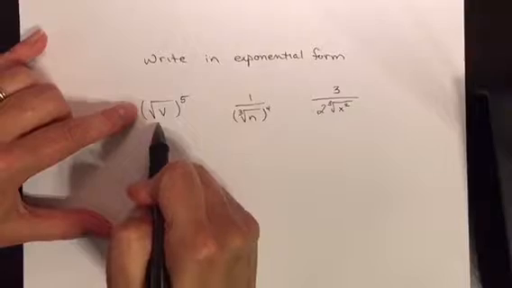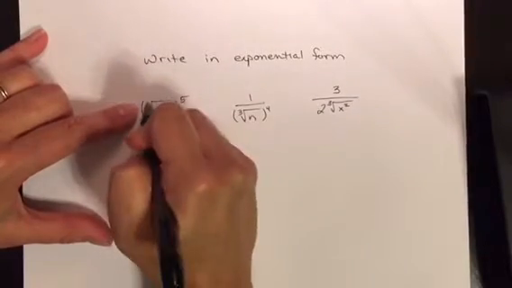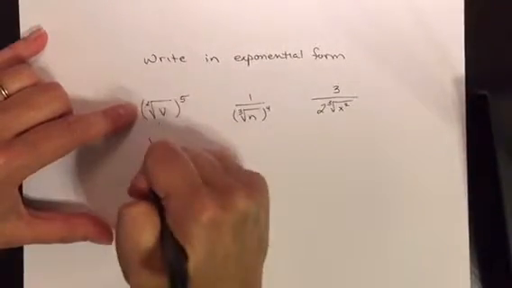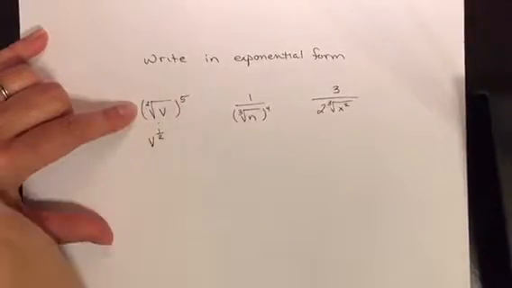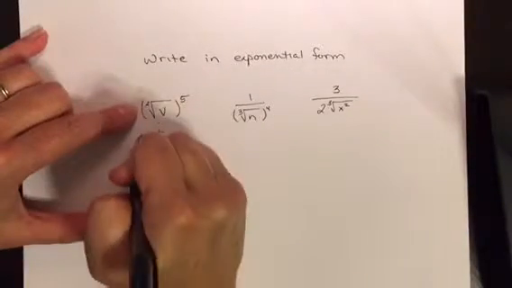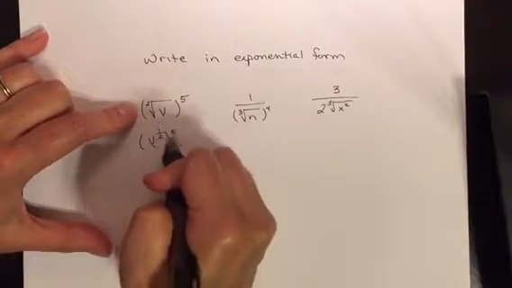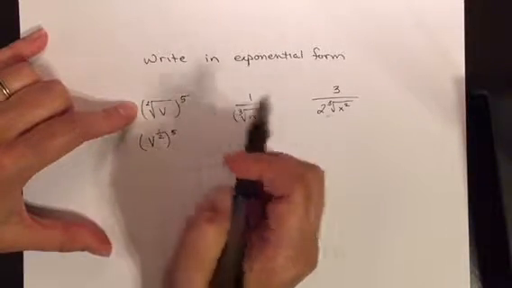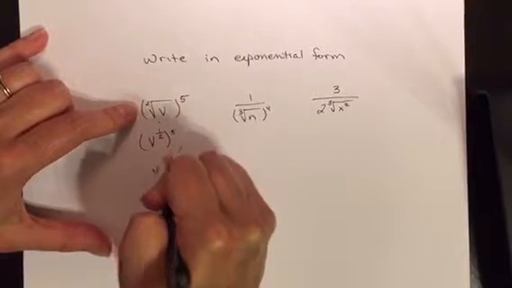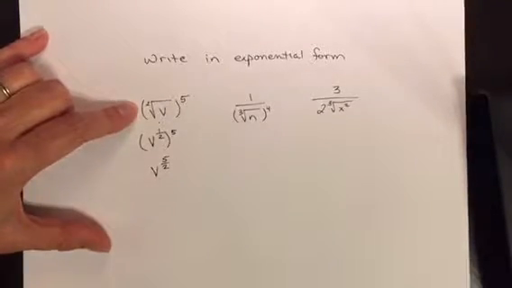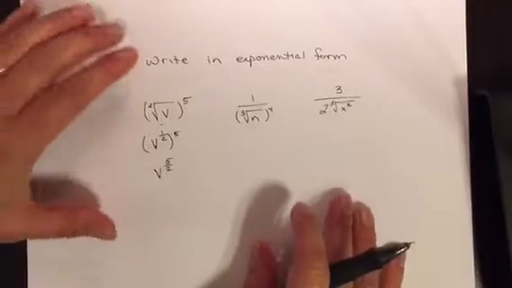So I'm looking at this first one here, and I have the square root of v. Well, the square root is the same as v to the 1/2 power. And I'm still taking it to the 5th power. Since I'm raising a power to another power, I multiply those powers together. And so my final answer is v to the 5/2 power.